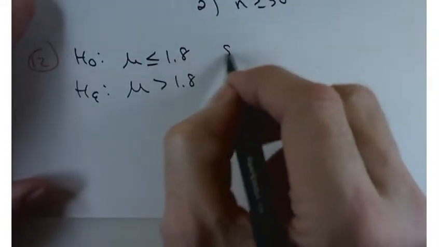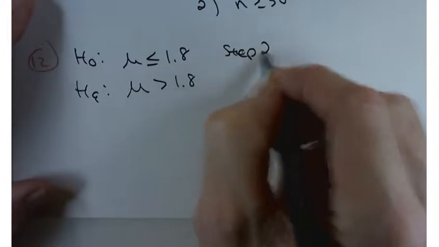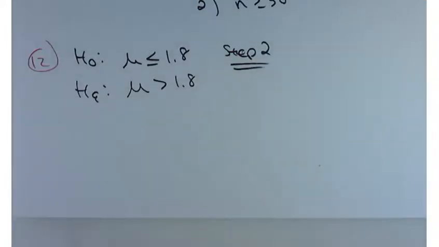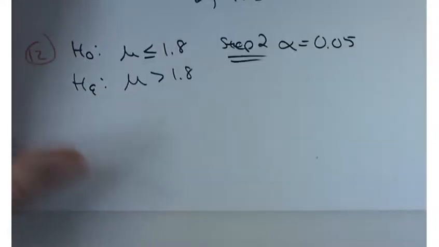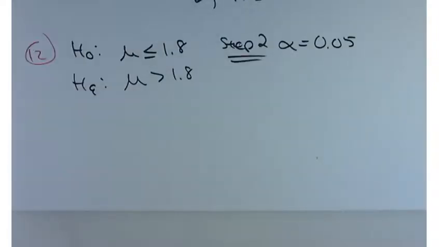Step 2, we wanted to perform this test at a 5% significance level. So alpha is 0.05. I'm just double checking that that's the case. Yeah, here we go. Alpha is 0.05. Step 3 is where we input our data.